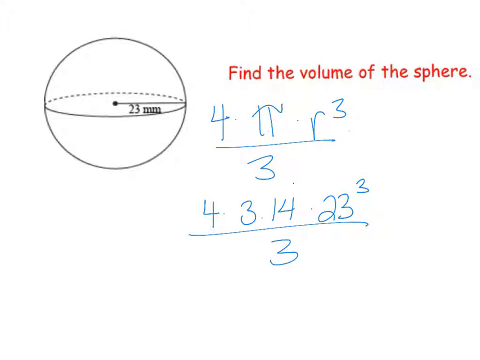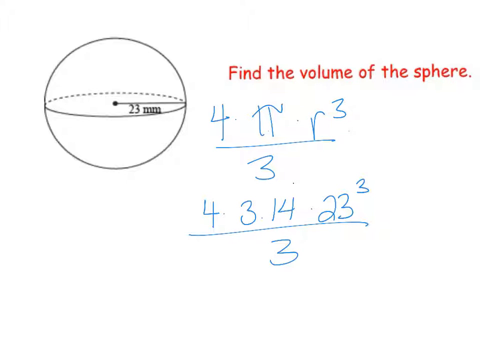Okay, so let's go ahead and let's grab a calculator and let's put that in. 4 times pi times 23 cubed. Okay, and then we're going to take that answer and we're going to divide by 3. Okay, now we're going to come up with a very long repeating decimal here. So here's what we're going to do. We're going to round to the nearest whole number.